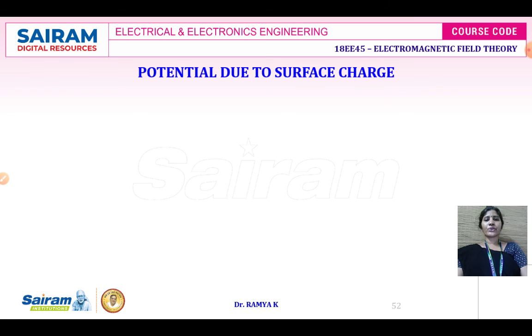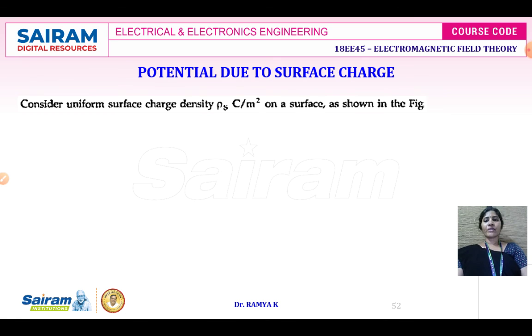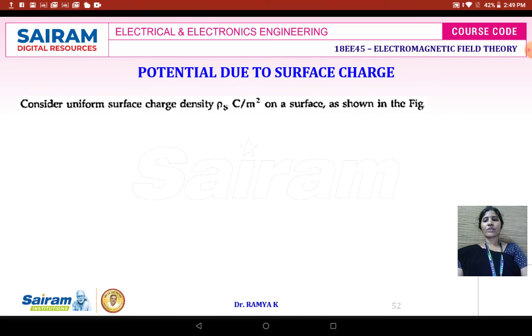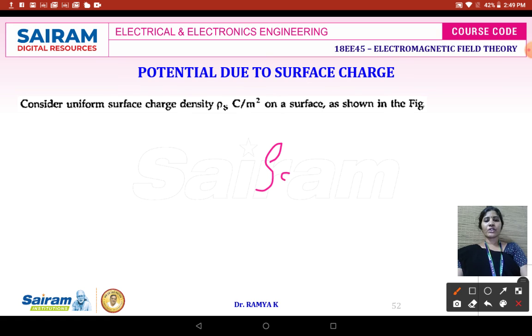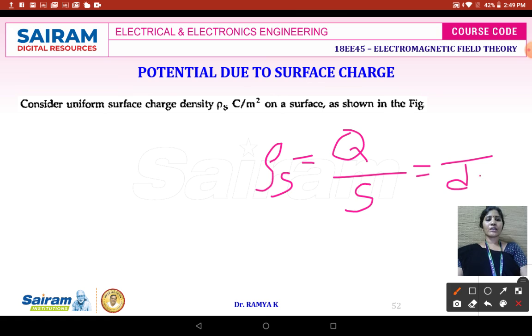Now, potential due to surface charge. Before, whatever we have seen was a line charge. Now we are going to see the surface charge. The definition for surface charge density is, if a charge is distributed all along a surface area, then it is the surface charge density. If you assume a differential surface area, then the charge distribution is also going to be differential. When the charge distribution is differential, we'll get a differential amount of potential.